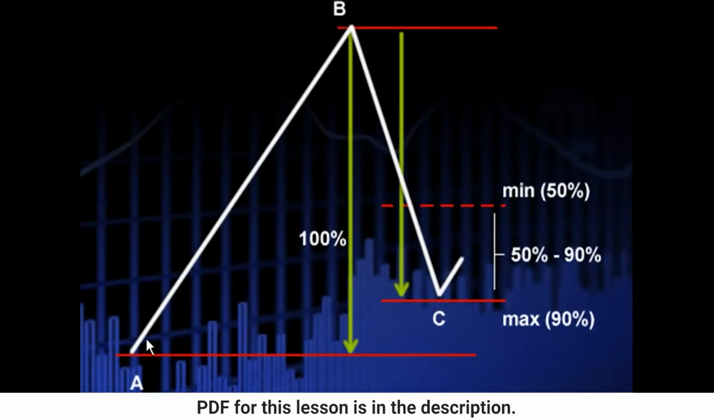With price going up from A to B, we have a retracement down B to C. 50% is a minimum retracement we want, and 90% is a maximum retracement we want. If price carried on going down, lower than the 90% retracement, then this pattern would be void and we would not look at it.